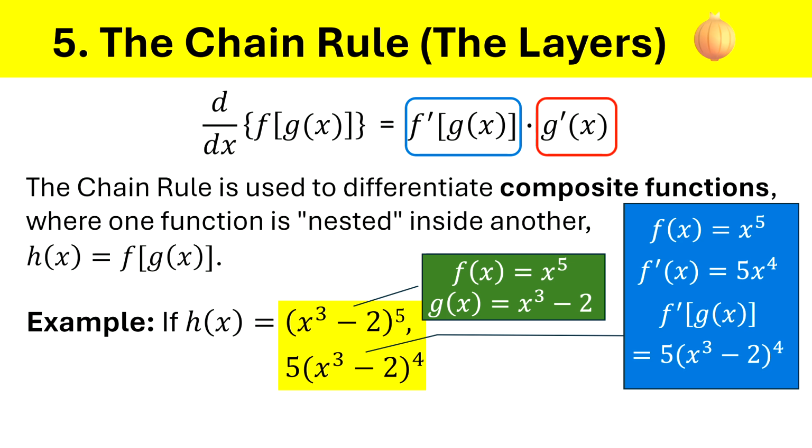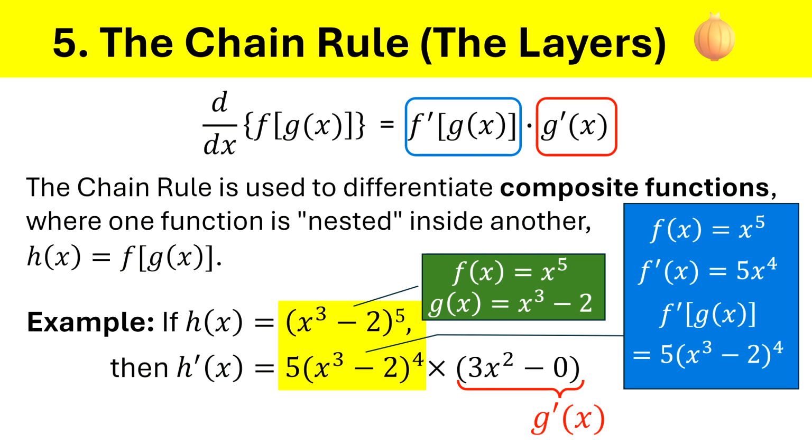Now for the derivative of g. This part is easy, right? So this is the derivative of h. Simplify to get the final answer. Here's a mnemonic to help you remember the chain rule.